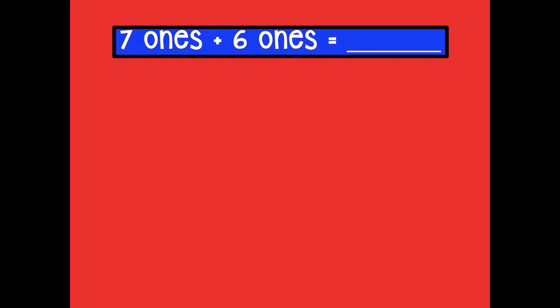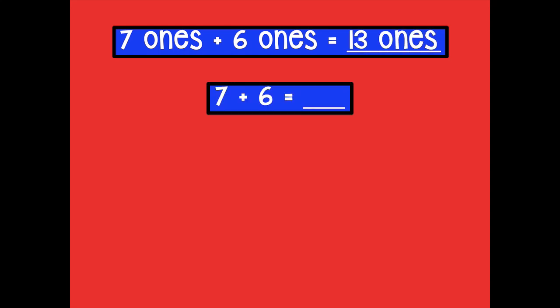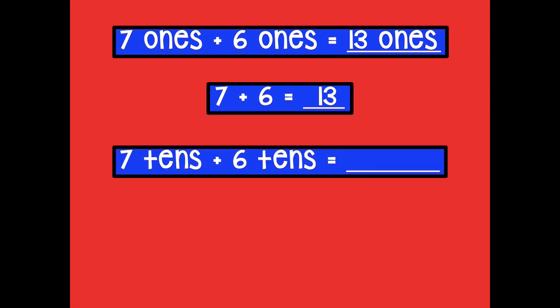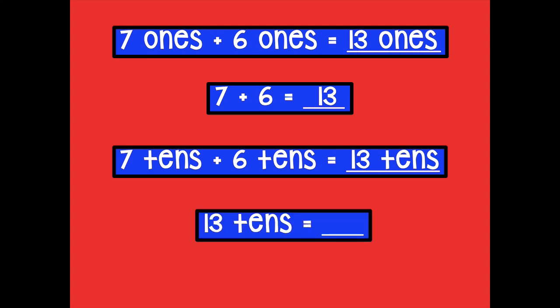All right, friends, let's look at 7 ones plus 6 ones. How many ones do I have? 7 ones plus 6 ones. 13 ones. So friends, what's 7 plus 6? Yeah, it's just 13. Now what about 7 tens plus 6 tens? How many tens is that? Yeah, it's 13 tens, right? Because I already knew 7 plus 6 was 13, and now I'm just adding tens with it. So now if I have 13 tens, what does that equal? What does 13 tens equal?